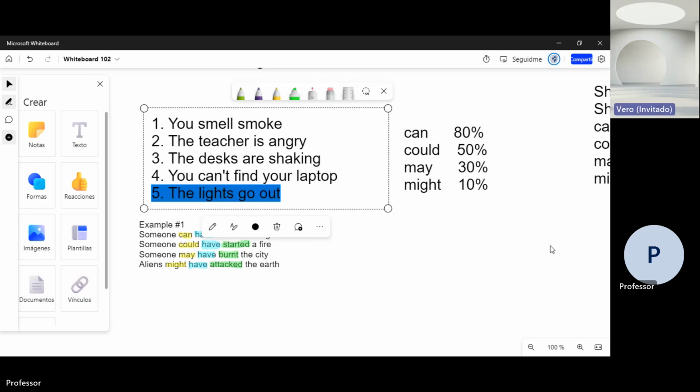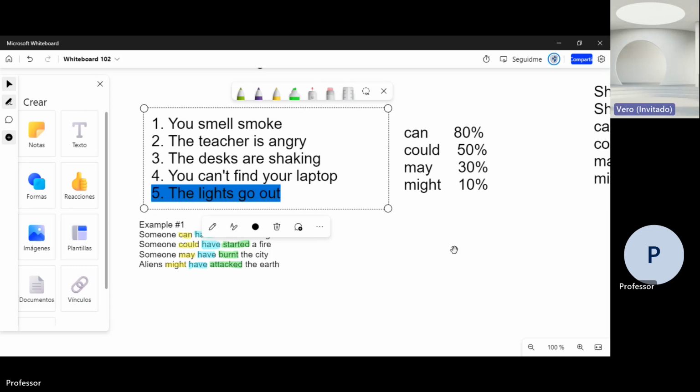Number 3, the wind may have felled a tree. Could you listen to me? And number 4, the aliens might have arrived at my house and played with the electricity. Yes, I finished all. Very good. Tell me, Vero, in answers number 1 and 2, what is the verb in past participle?